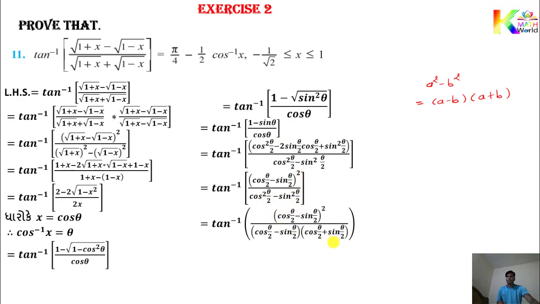So we get like this. Okay, so one bracket will be cancelled out with this one. So what is left? Cos theta by 2 minus sin theta by 2 over cos theta by 2 plus sin theta by 2. Okay, now as we discussed in the previous method, the process is similar to the last question. So I am not going to discuss it again. So this is left now.